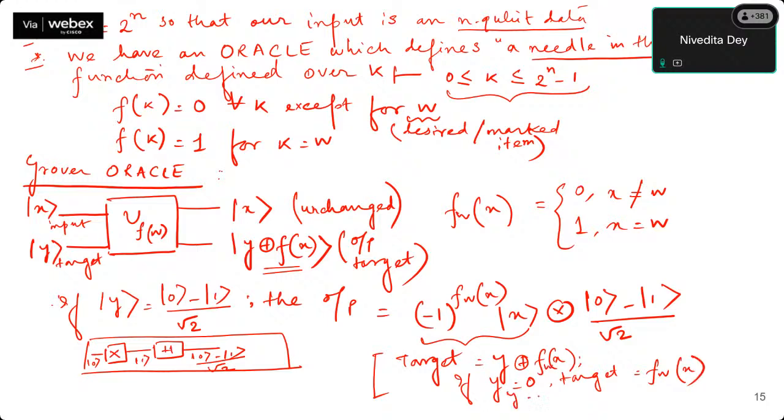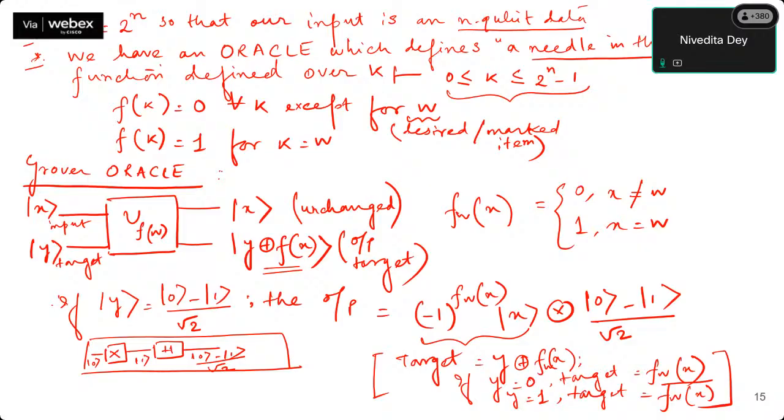And if y is equal to 1, then 1 XOR anything will make it, say, 1 XOR x. It will be x bar. Simple Boolean algebra, nothing extra. 1 XOR a will ultimately be 1 into a bar plus 1 bar into a. 1 bar into a will be 0, so it will be a bar. Similarly here, if y is equal to 1, my target will be f_w(x) whole bar. So you can write it in this way.